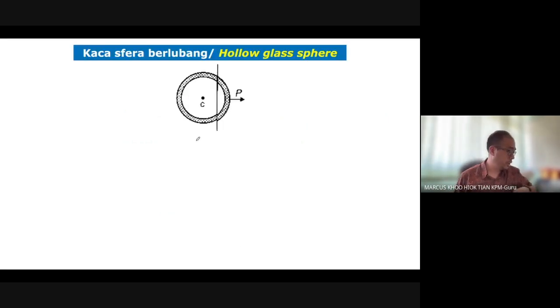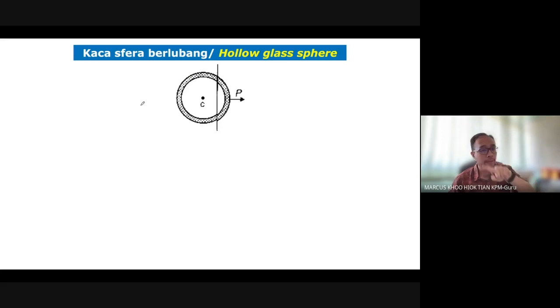Let's continue to talk about how the mirrors are made. This is just explanation. You don't really have to know. You don't have to copy this down. How a mirror is made is usually we have a spherical, hollow glass sphere, one bullet like that. And then we cut a part of it out. When we cut a part of it out, this thing over here looks like a mirror already.